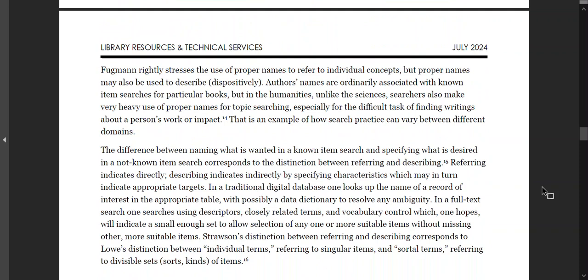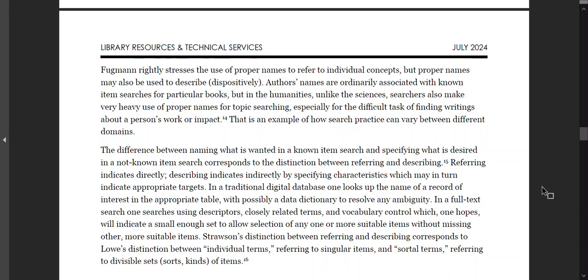All right. Fugmann rightly stresses the use of proper names to refer to individual concepts, but proper names may also be used to describe dispositively. Authors' names are ordinarily associated with known item searches for particular books, but in the humanities, unlike the sciences, searches also make very heavy use of proper names for topic searching, especially for the difficult task of finding writings about a person's work or impact.